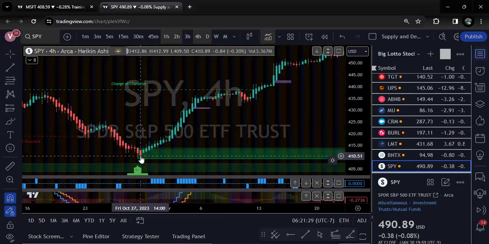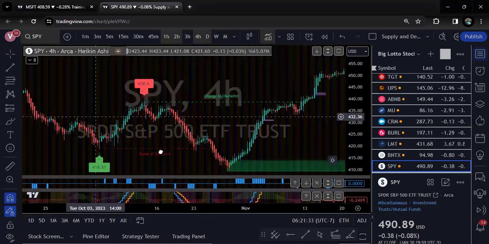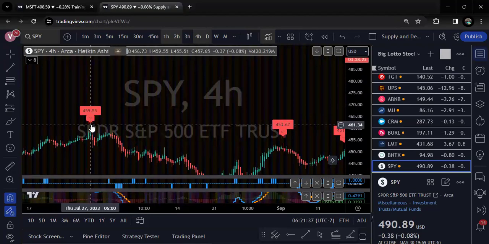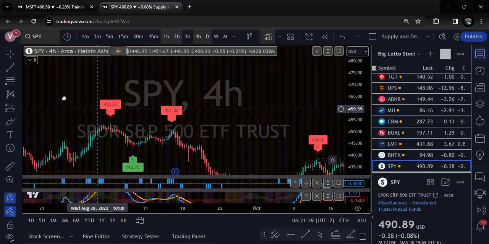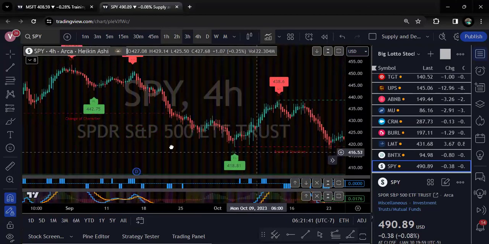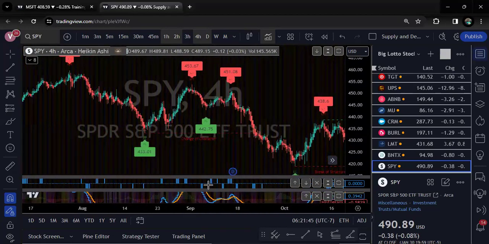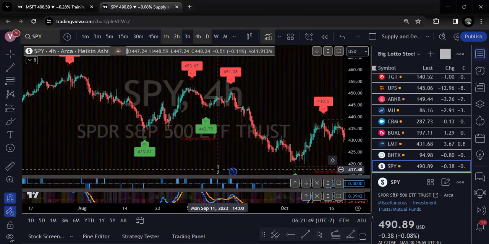Then we started the move up. So now we are supposed to go back to which level? 459. If we came from 459 to 409, it means going back. We are supposed to be bullish November, December, January. So we were bearish 3 months.